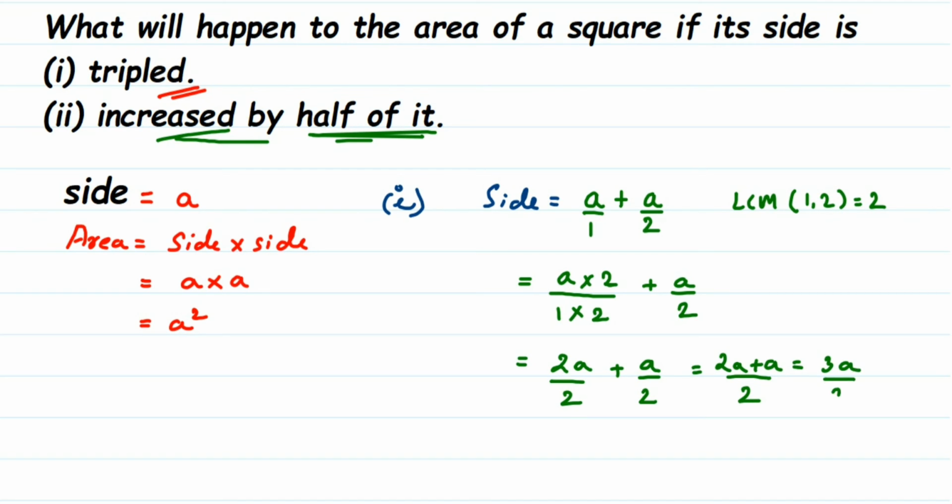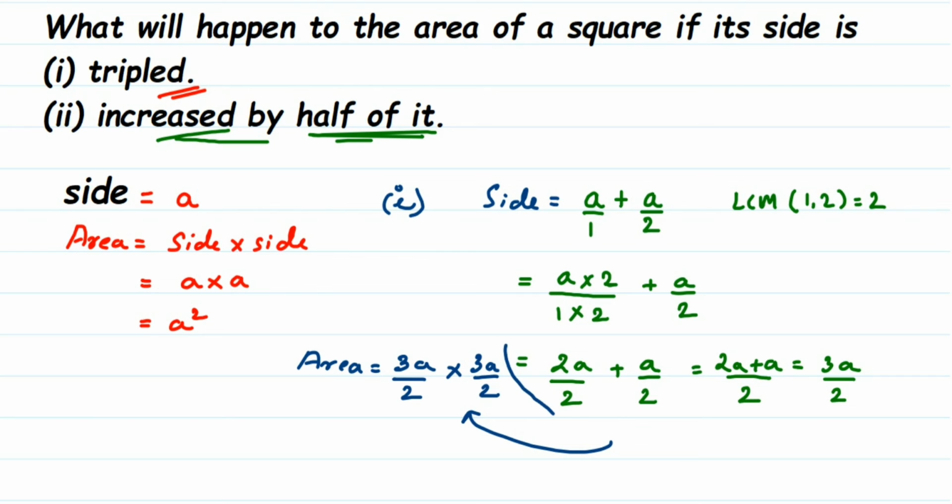Now 3A by 2 is the side now. We just got the side. They have given increased by half of it. So this A was the actual side plus half of it. So in total the side has become 3A by 2. Now we have to find out the area. So area is equal to, we know the area formula is side into side. The side here is 3A by 2. So 3A by 2 multiplied by 3A by 2.